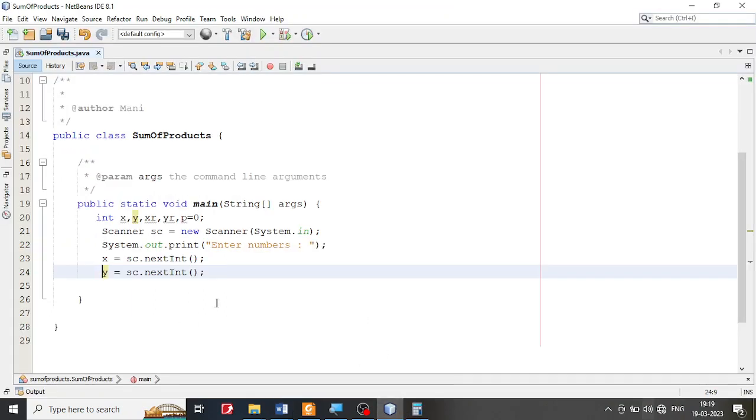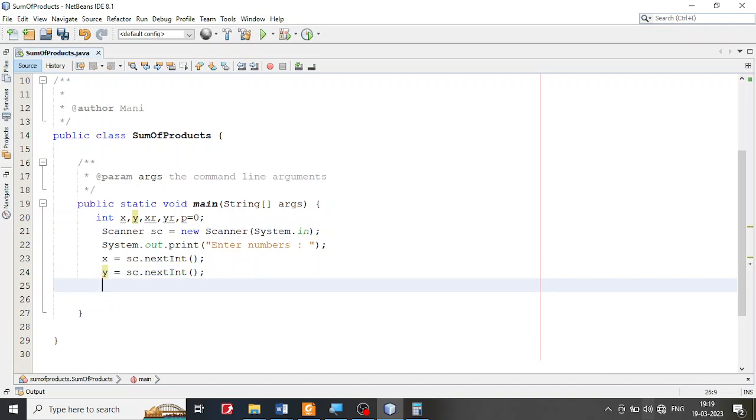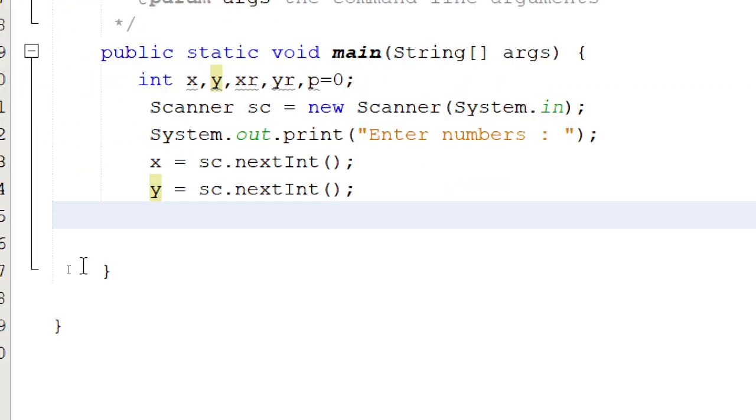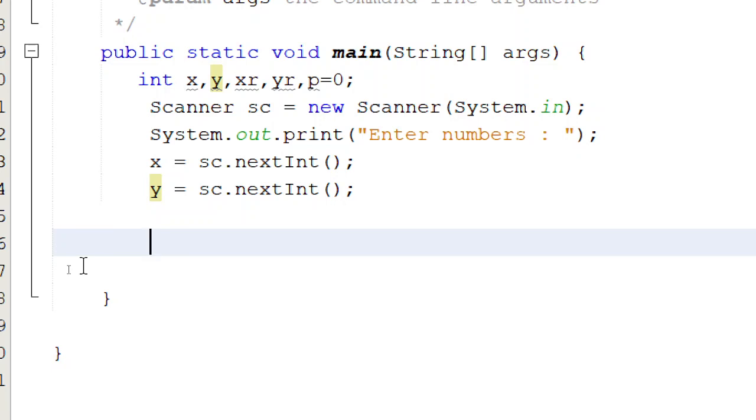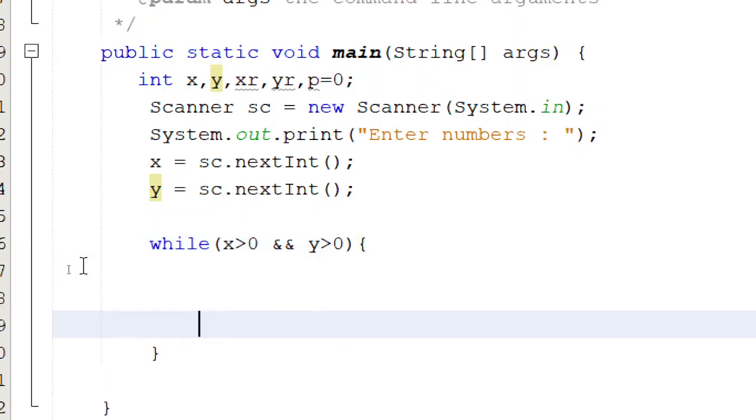In order to keep on doing something, we have to use the loop. So let us use the loop. I'm going to use the while loop. So while, what is it? x is greater than 0, and remember both of them must be greater than 0, y is greater than 0. So when both of them are greater than 0, we are supposed to do something. What are we supposed to do?